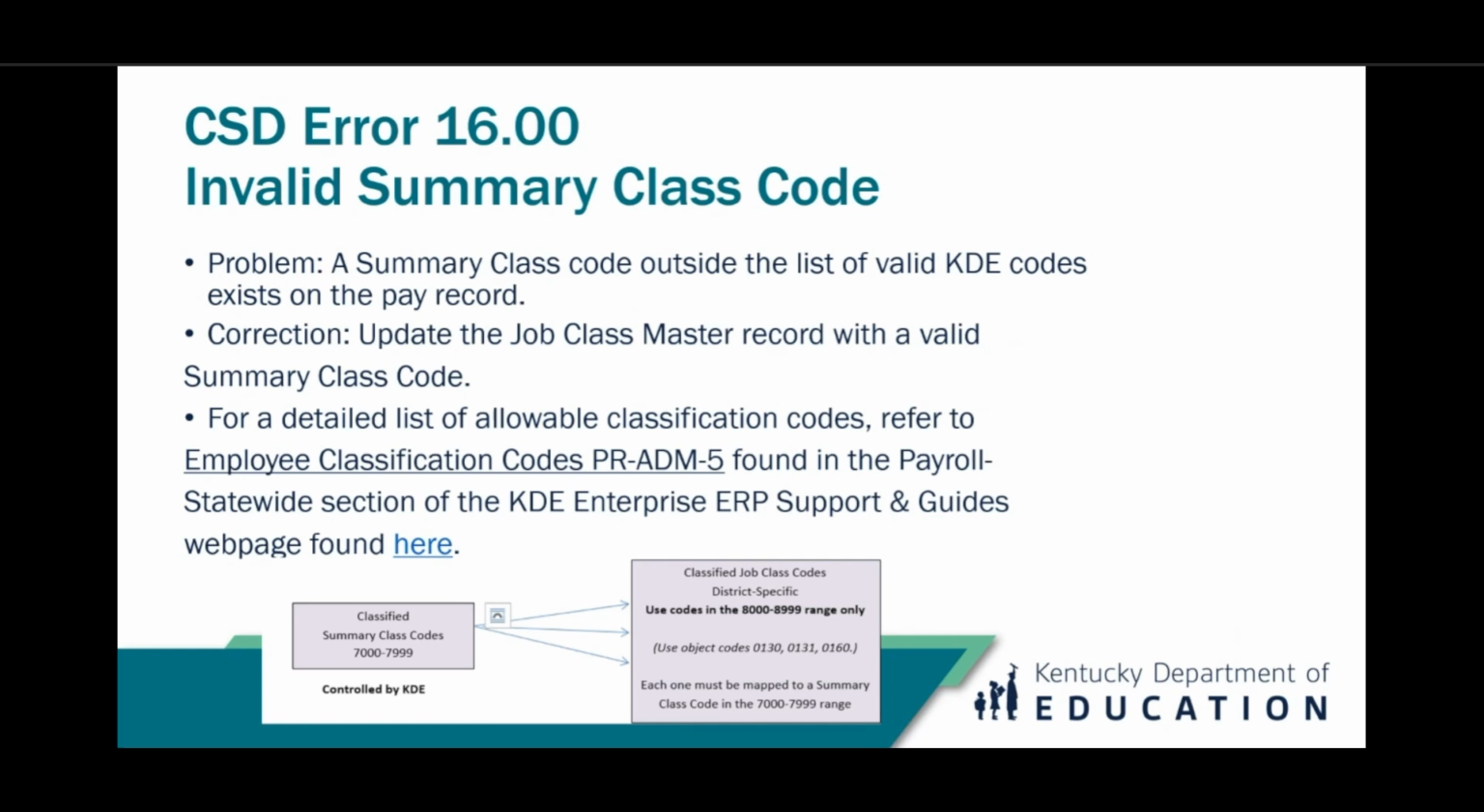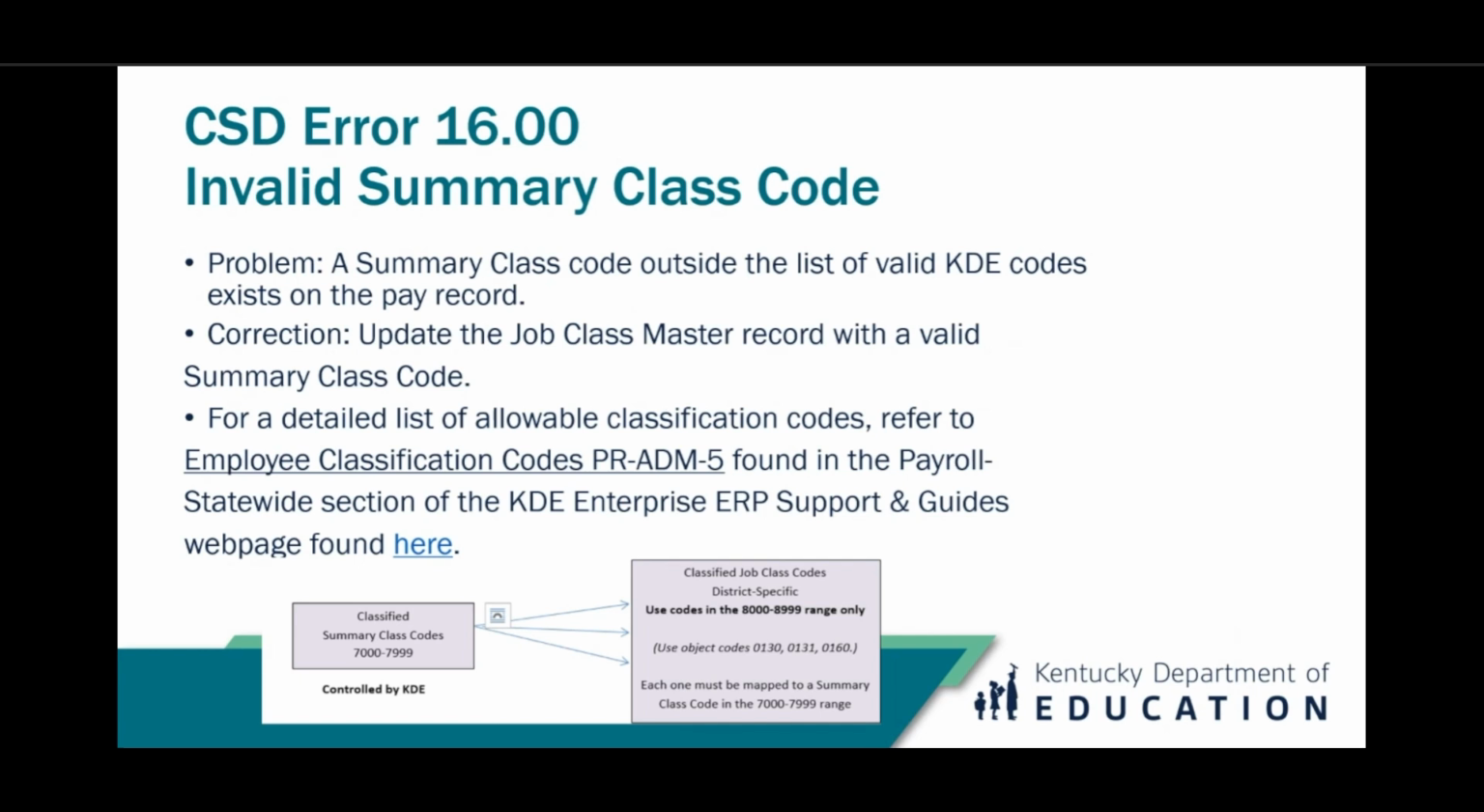The summary class codes that are there that you can choose from are the KDE or EPSBID assigned codes. Those should never change. You can create a job class code tied to a valid summary class code, but you should never be adding or creating your own summary class code. And for a detailed list of allowable classification codes, you're going to refer to this document, which is found in the payroll statewide section of the KDE Enterprise ERP support guides.